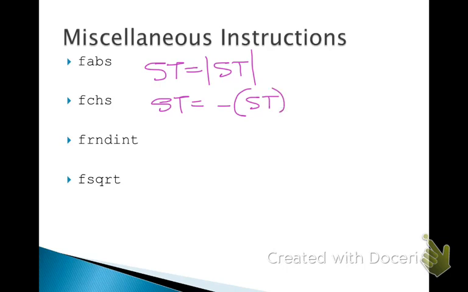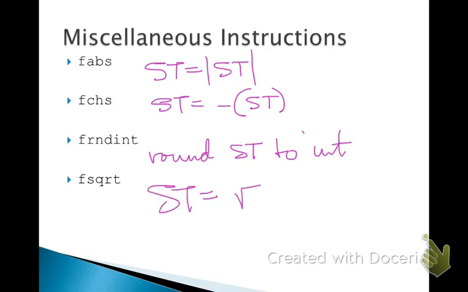Float round to int is going to round the stack top to an integer value. Okay, F square root replaces the stack top with its square root. Okay, there are also trigonometric, exponential, logarithmic functions. There are a ton of them. They all behave fairly similarly.